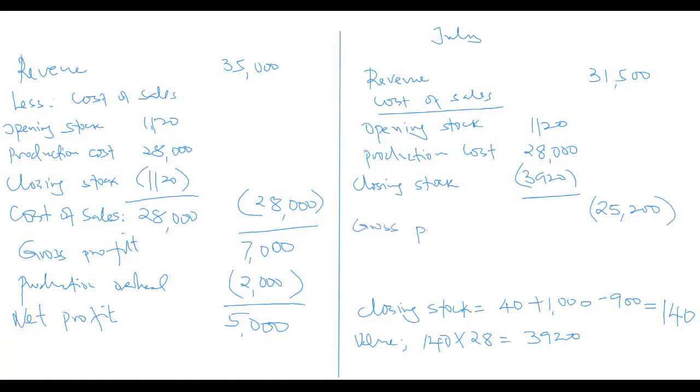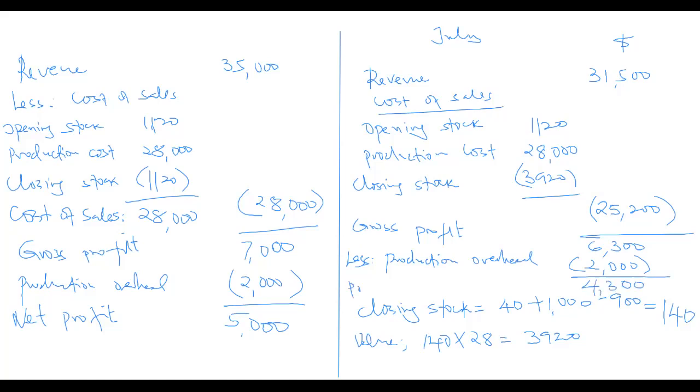Therefore, it will be that 31,500 minus 25,200 to give us 6,300. We get 6,300 for the gross profit, less the cost of production, which is still the same. It's equal to 2,000 per month. Less production overhead equal to 2,000 per month. We get a net profit of 4,300. Sorry, my working is a bit squeezed, but we get 4,300. Therefore, the net profit of the company.